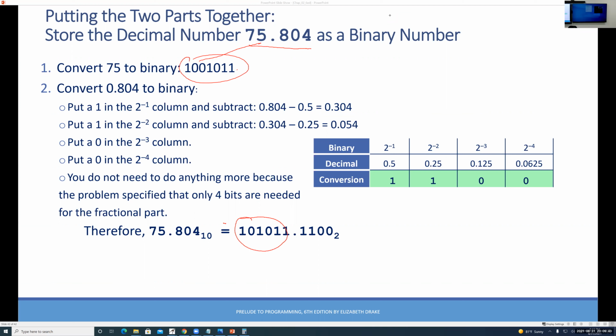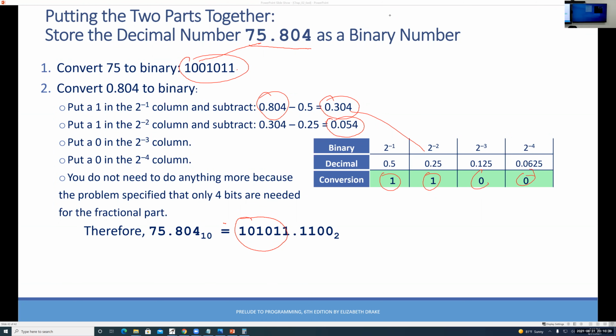Now you have 0.84, right? In order to make it up to 0.84, you need 0.5. That's why you put number 1 here. Now when it's 0.5, you have this one left. You move to the right. Greater than, put number 1 here. You have this left. Now this left is less than, put 0 here.